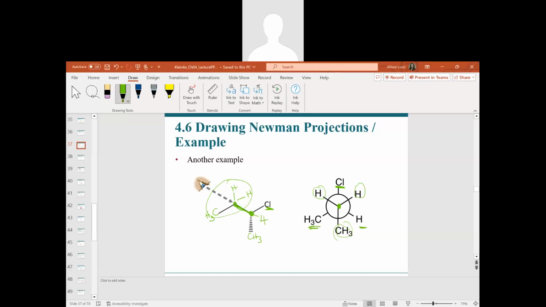So this is, again, another example. You just have to pick your line of sight and then determine what's the first carbon you're going to see. That's going to be your front carbon. And then you place your back carbon, the second carbon that you would see, on that circle in the back.